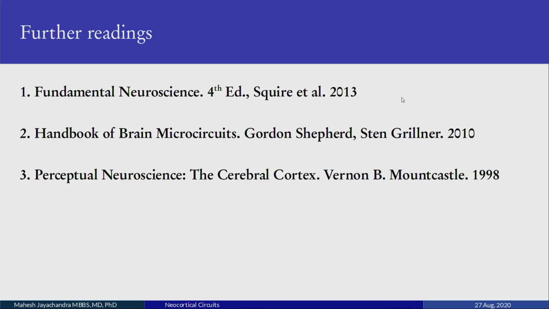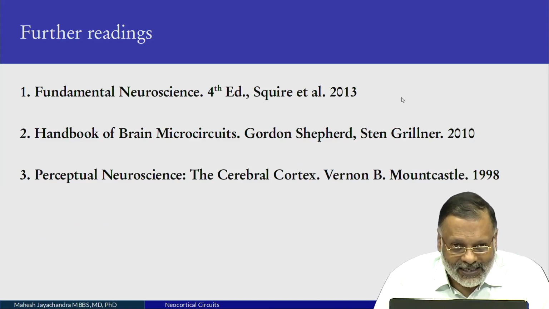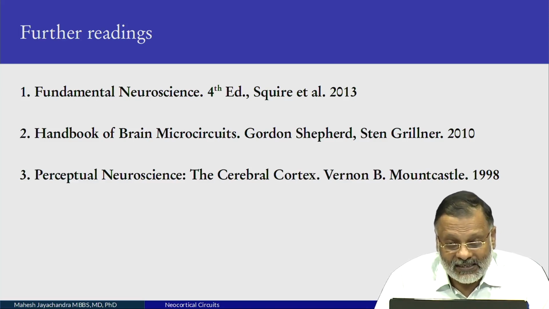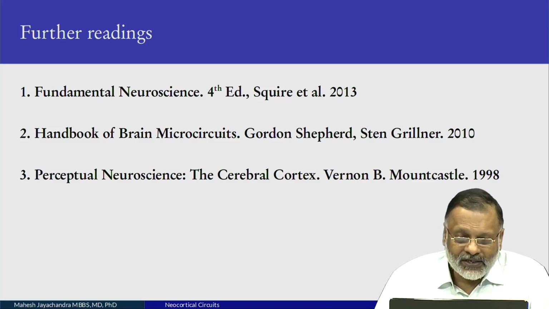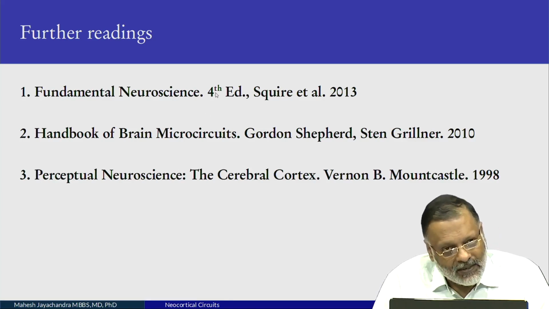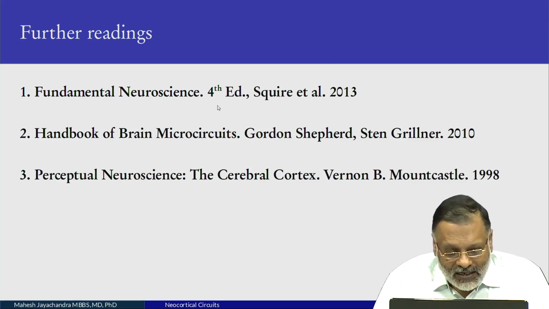So if you want to do further readings on these matters, I would strongly recommend the following textbooks. One is Fundamental Neuroscience by Squire et al., which is a comprehensive survey of all the circuits and stuff we've been talking about so far. If you want to specifically get into brain microcircuits, Gordon Shepherd and Sten Grillner, highly recommended. And if you want to hear from the big man himself, Vernon Mountcastle's Perceptual Neuroscience is a little old, but it still remains one of the best sources for information on cortical columns and the physiology of the circuitry inside.